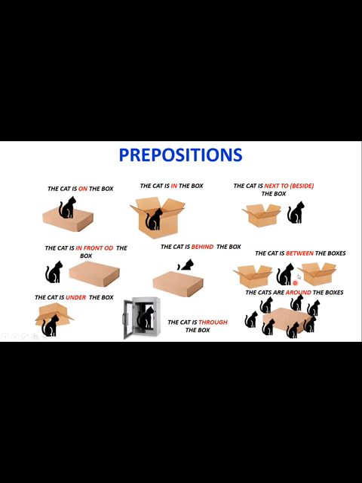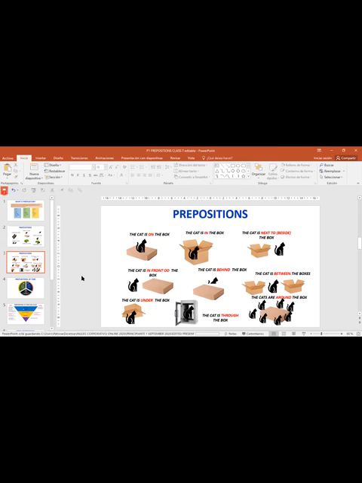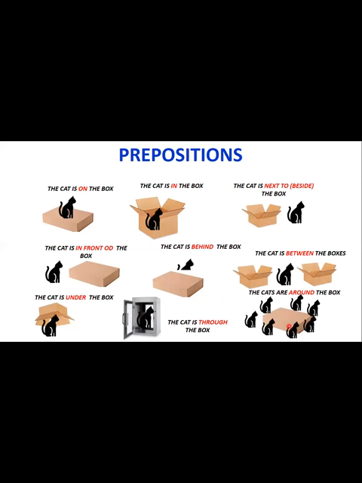The cat is here, between the boxes. The cats are around the boxes, right? In this case, it's only one box. So it should say, The cat is around the box, okay? So the idea is that the cats are in a position related to the box, okay? So here in the last one, the cats are around the box, because there's only one box, okay?